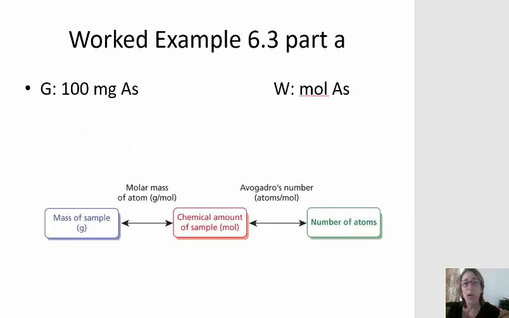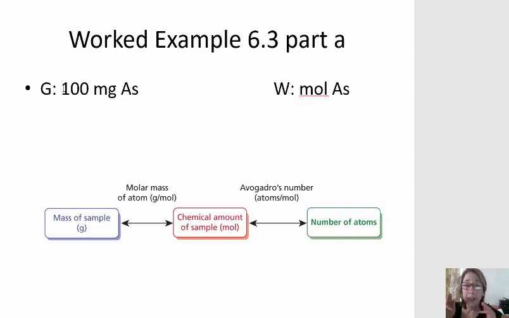So this is a question where we're converting between different types of amounts, and when we do those types of calculations, it is imperative that we are really clear about which bucket we're starting with and which bucket we're going to, based on this flow chart that I showed you earlier. So I tend to label what we're starting with by G, as in given, and where we're going to as W, or wanted.